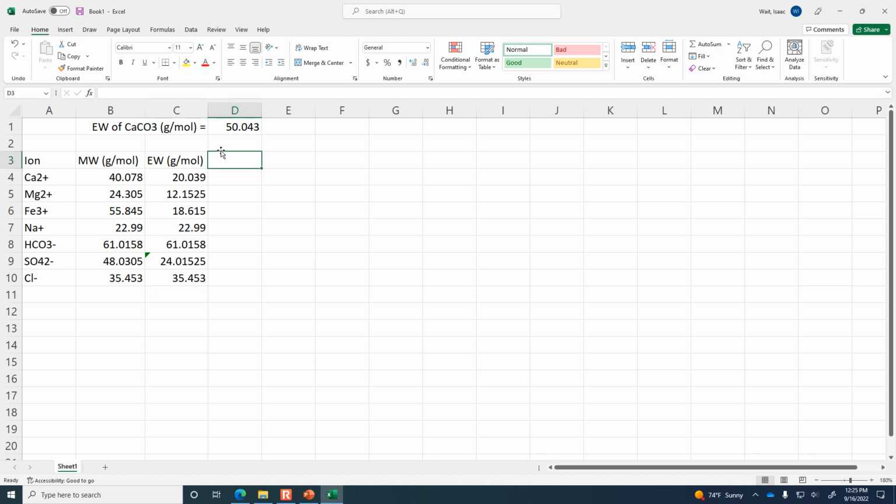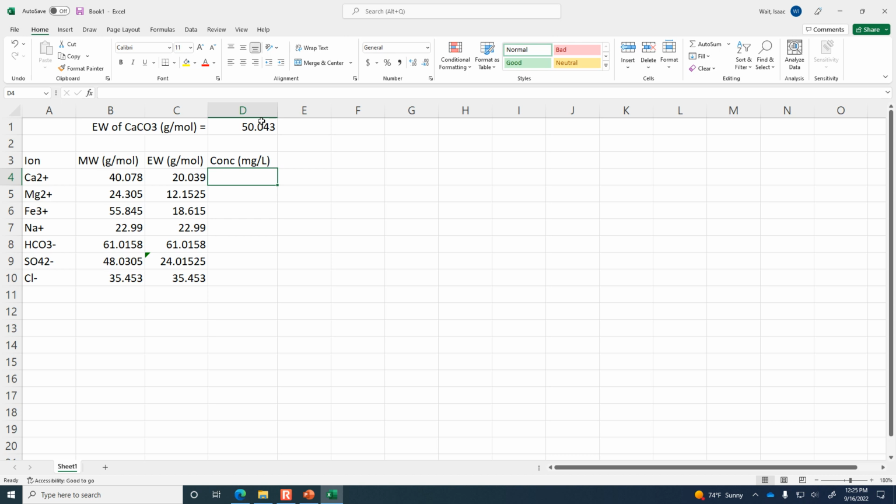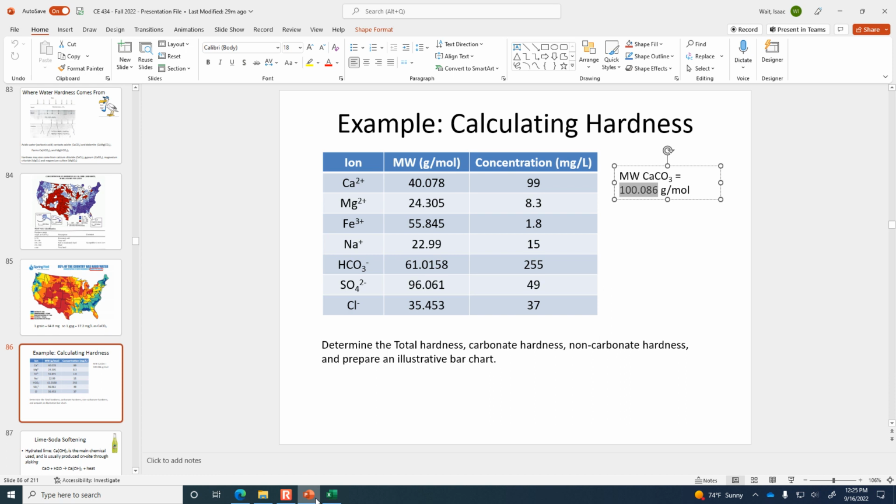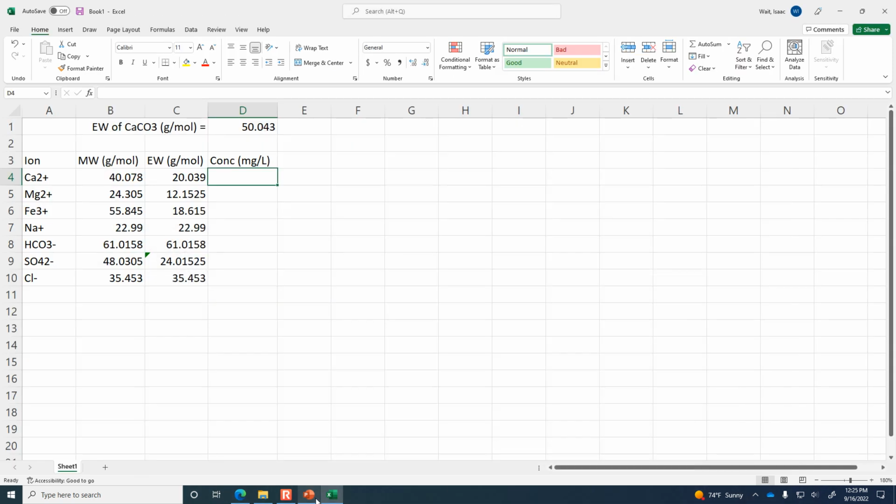And then the other given data that we already had was the concentration as the ion species. It's not yet converted to as calcium carbonate. It's just the concentration of the ion. And so it was 99, 8.3, 1.8, 15, 255, 49, and 37. Those were our concentrations.